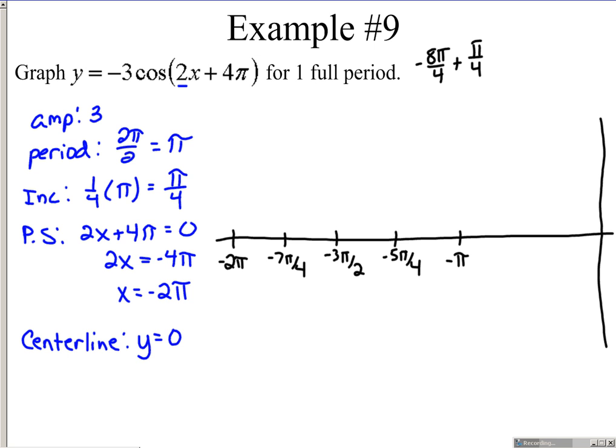Amplitude is 3. Graph is still going to go up to 3, down to -3. We're dealing with a cosine function. We know cosine functions start above or below the center line. This is a negative cosine function, so it's going to start down here below the center line and fill out your pattern from there. Connect with a smooth curve, and there's your graph. We only need to do one full period. That is one full period, so we are done.